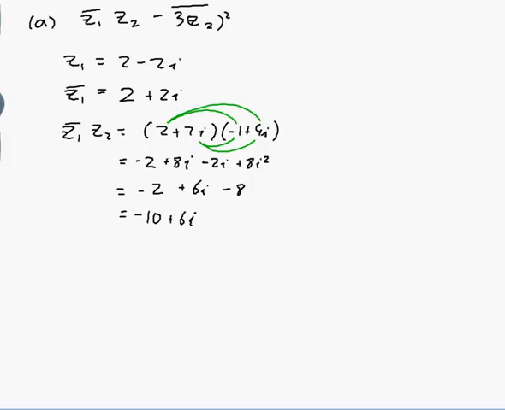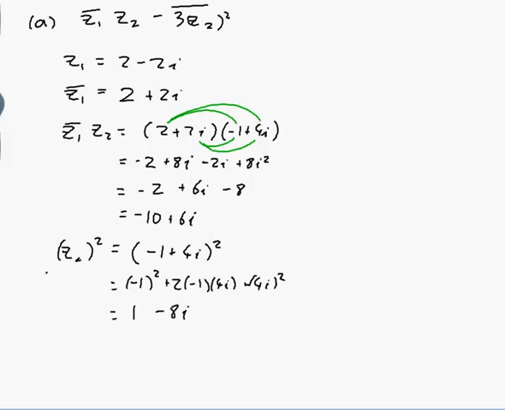Alright, so what have we got next? We need to do minus 3 z2 squared bar. So, okay, z2 squared would be equal to minus 1 plus 4i squared. So let's see, minus 1 squared plus 2 times minus 1 times 4i plus 4i squared. So minus 1 squared would be 1. 2 times minus 1 times 4 is minus 8i. 4i squared, so 4 squared would be 16 and i squared would be minus 1. So minus 15 minus 8i.